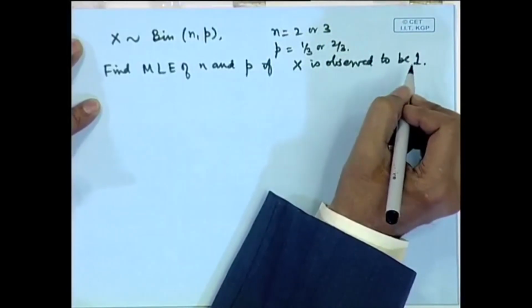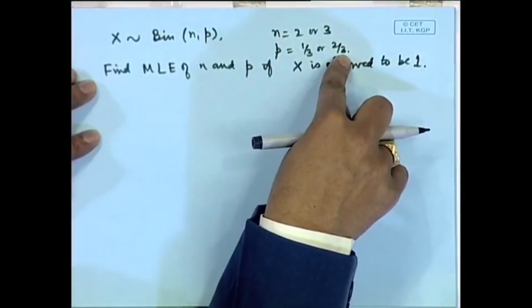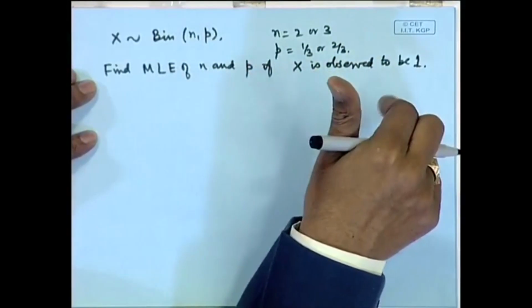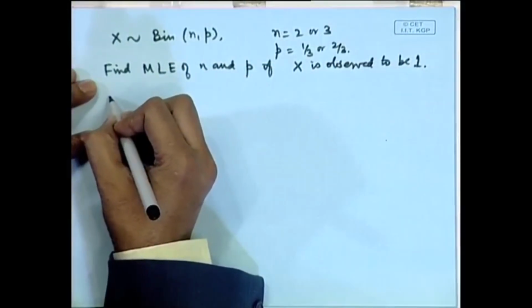Now, this is the situation where we actually write down the values of the likelihood function at each of these parameter values, that is n is equal to 2, p is equal to 1/3, n is equal to 2, p is equal to 2/3, etcetera, and then see which one is the largest. So, let us write down the likelihood function here.